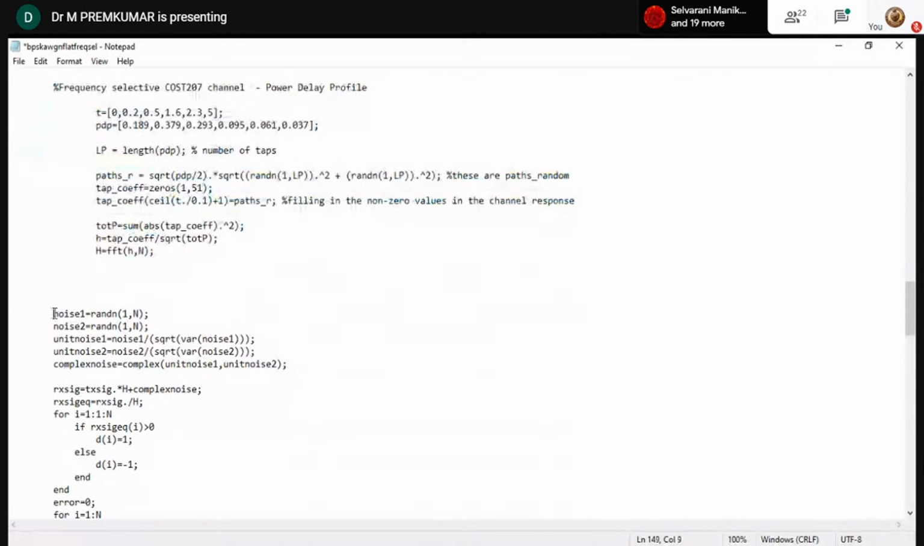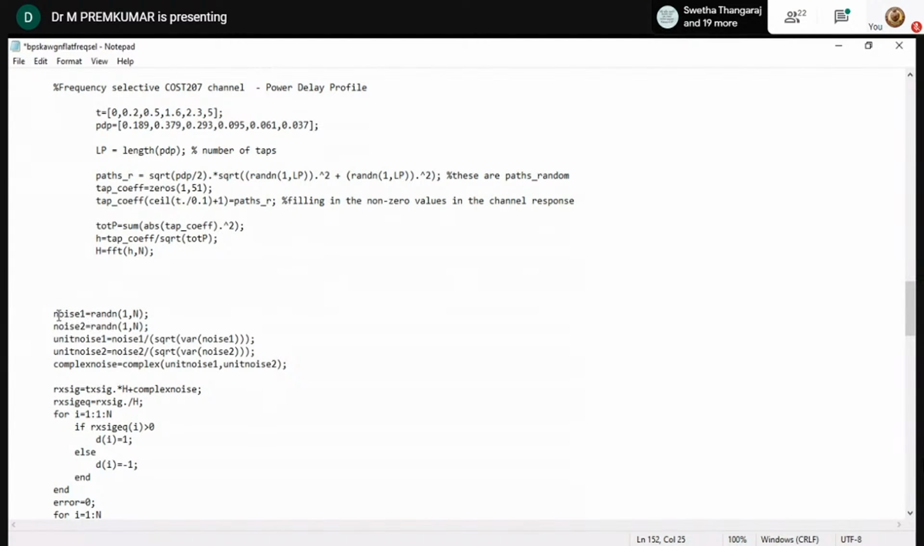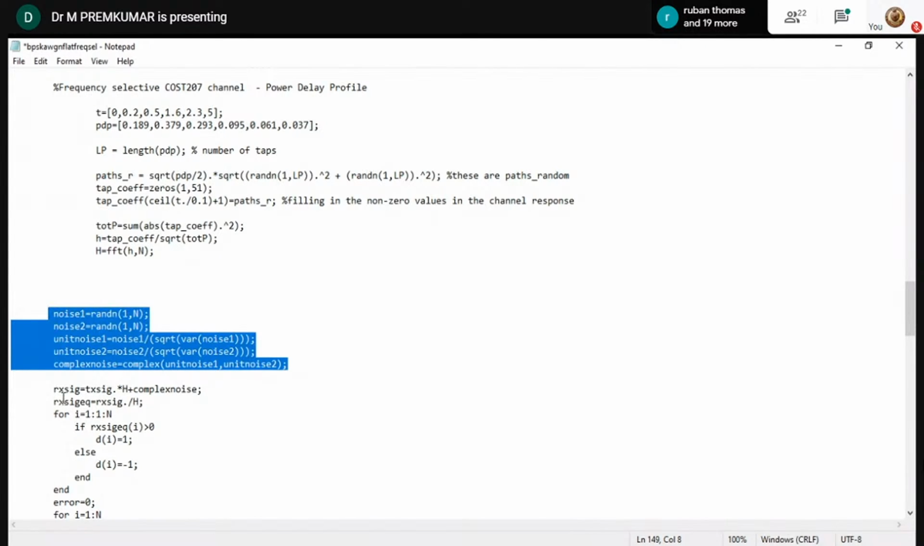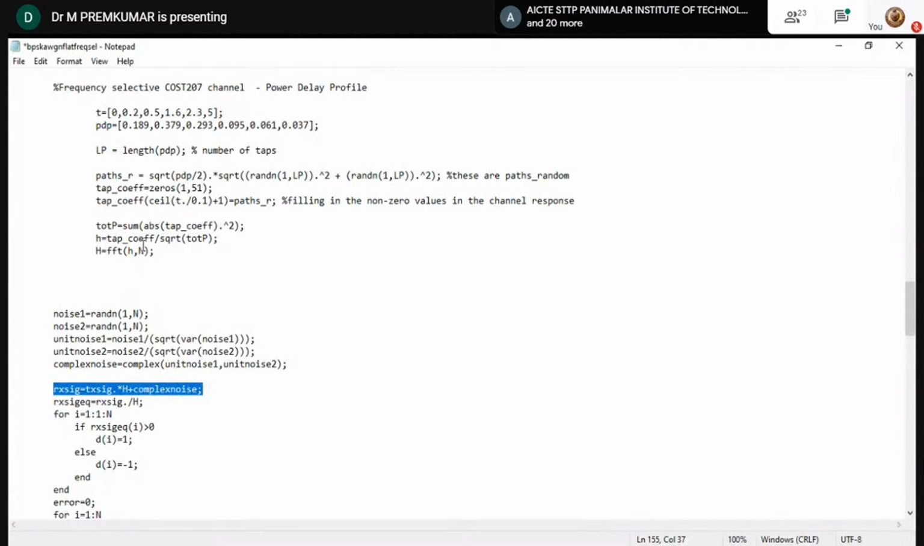So the system model: you generate noise. The noise has to be complex noise. We select two values, since it is a + jb, so complex noise is normalized noise values. Then the received signal model: the transmitted signal multiplied by the channel in its frequency domain representation, or you can have its time domain representation. Then you add the complex noise.